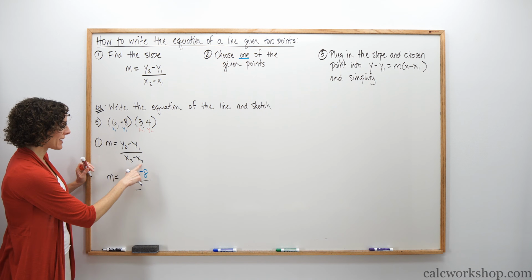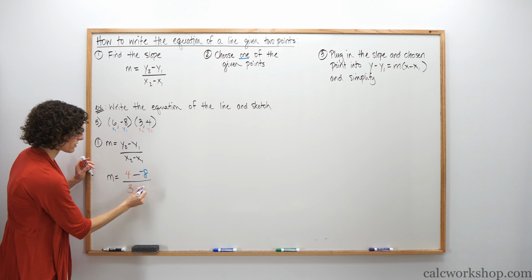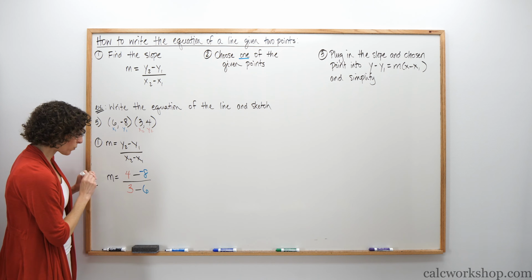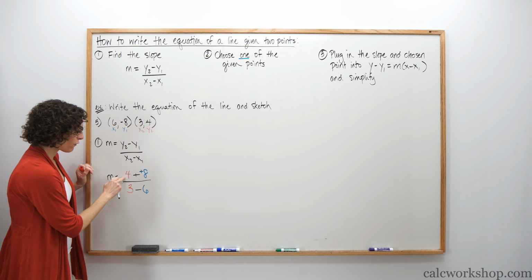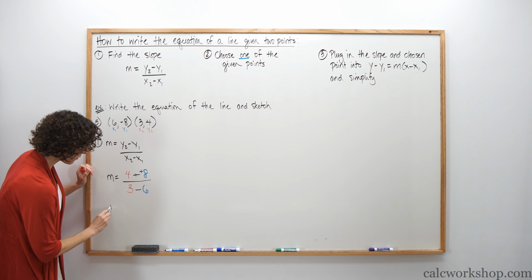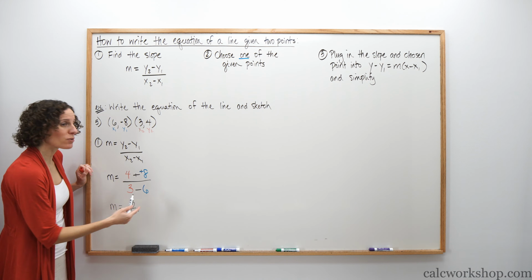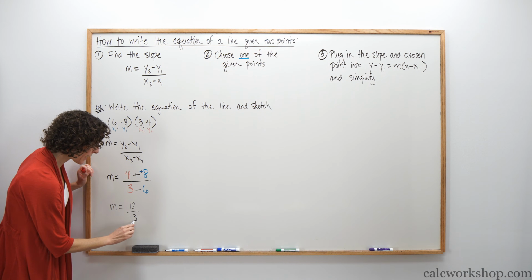And then we have x2 minus x1, so we've got x2, which is 3, and x1, which is 6. All we got to do now is simplify it. So 2 negatives here we know make a positive, so we'll change that to a plus. 4 plus 8 gives us the value of 12. And then 3 minus 6, well, 6 minus 3 is 3, and we're going to keep the sign of the negative, so we'll say -3.